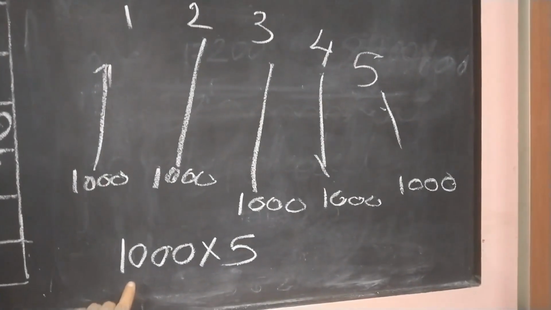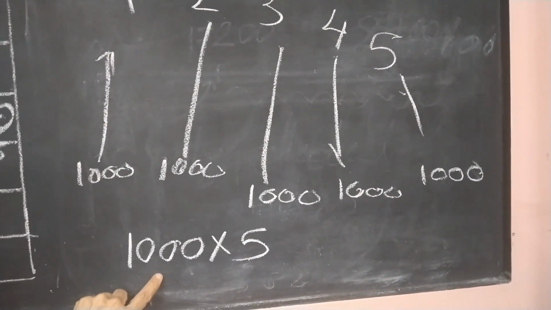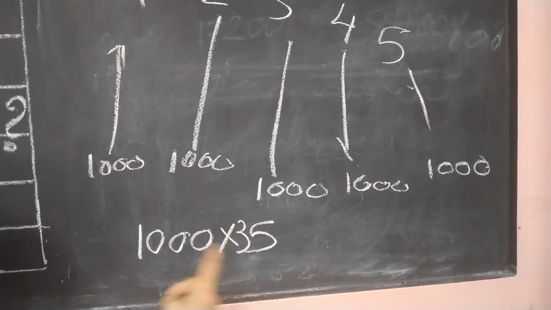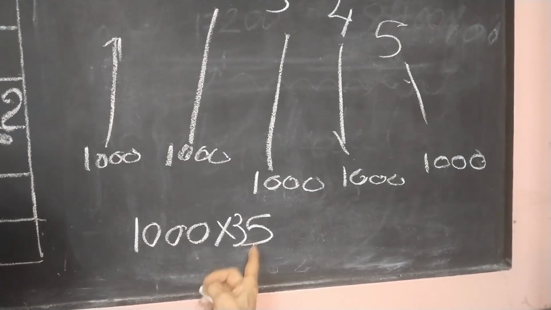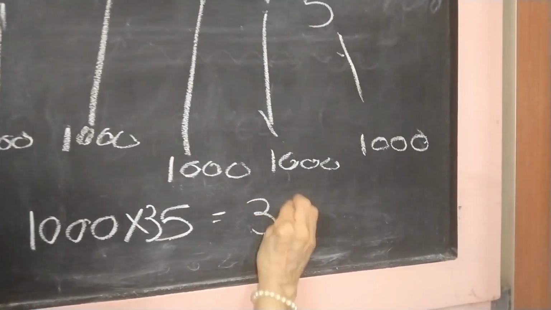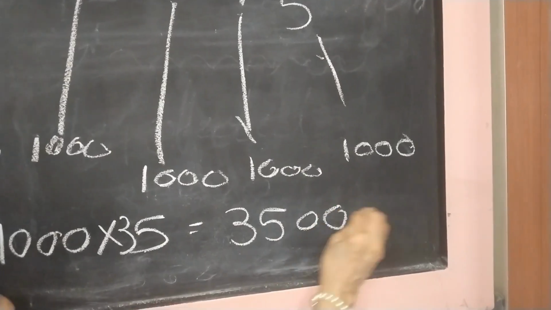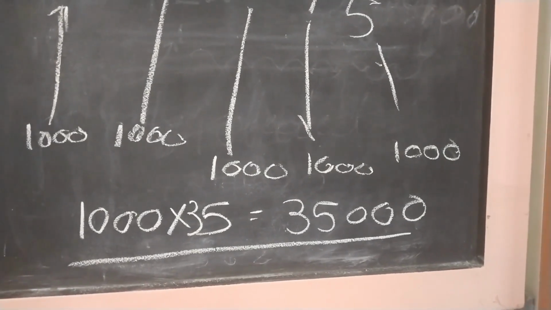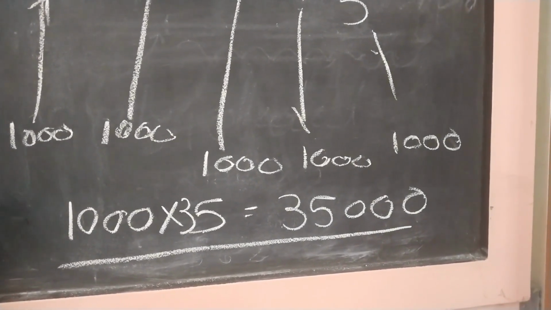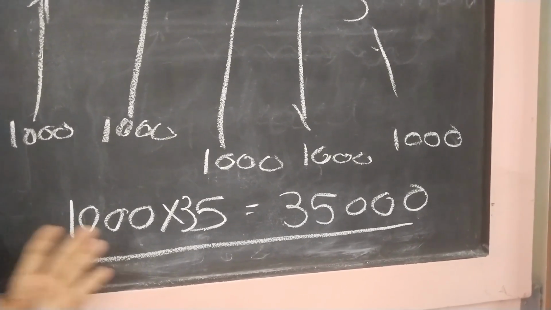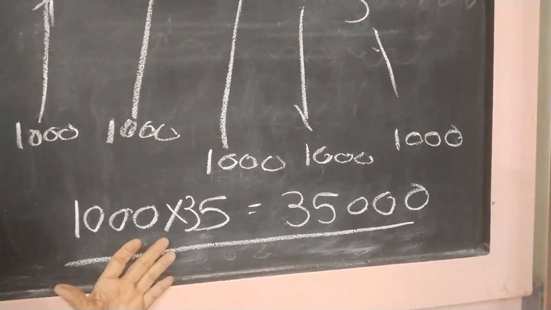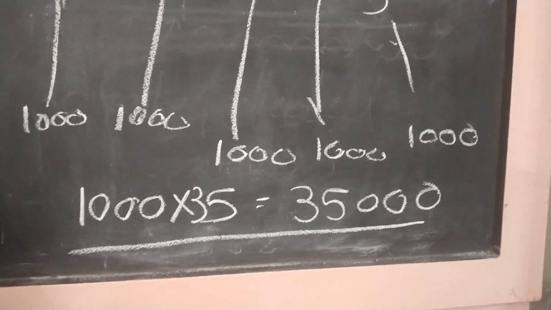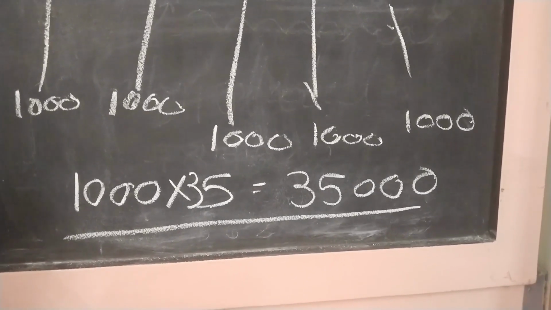Now here the rate of each saree is 1,000, but the guests are 35. So by multiplying 1,000 by 35, we get 35,000 rupees. So I have spent 35,000 rupees, and this is a case of multiplication, because the cost of one saree is given and the cost of 35 sarees I have to calculate.